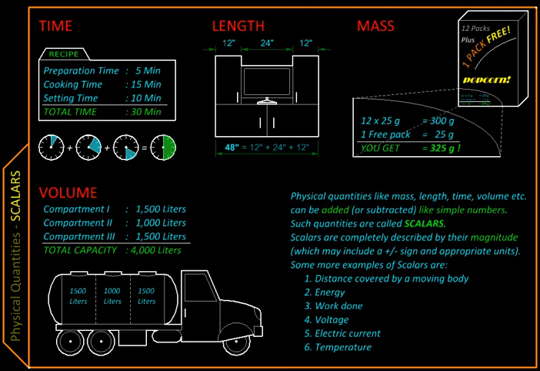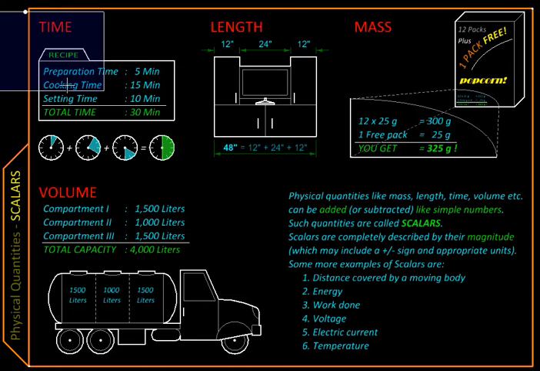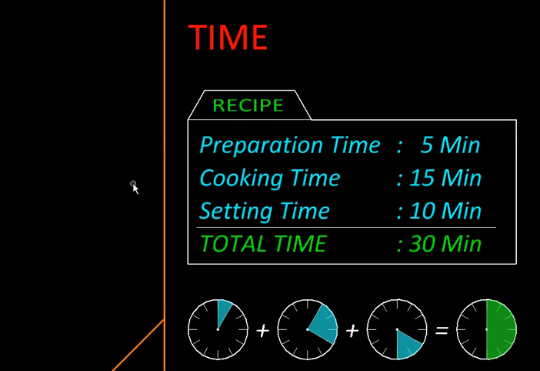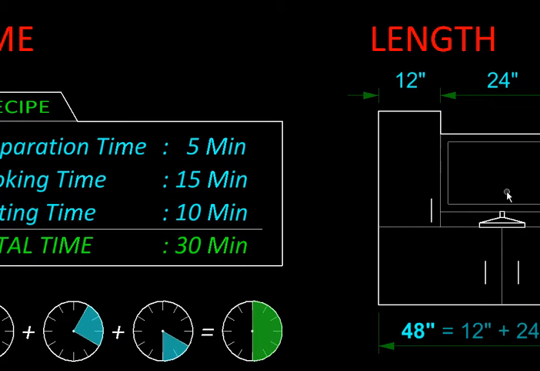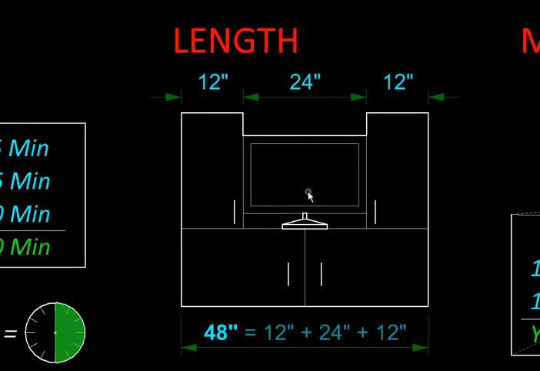We will see two major categories of these quantities in this chapter, and we are going to start with some simple examples. Let us start with time. So here we have a recipe which takes about 5 minutes of preparation time, 15 minutes of actual cooking, and then we need to set it up for about 10 minutes, and then it is ready in 5 plus 15 plus 10 equal to 30 minutes.